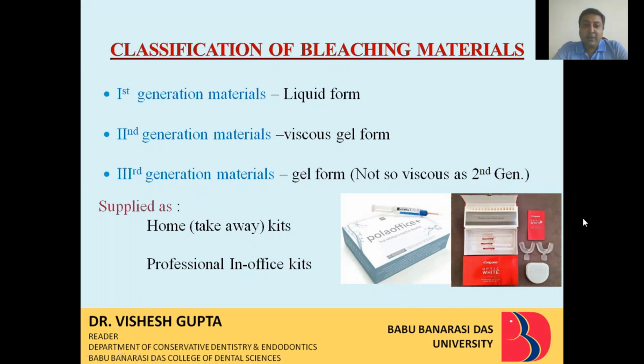Basically, bleaching materials are supplied as home takeaway kits or professional in-office kits. The common examples in the figure are Polo Office Plus, which is an in-office bleaching system, and Colgate White, which is a home takeaway kit.